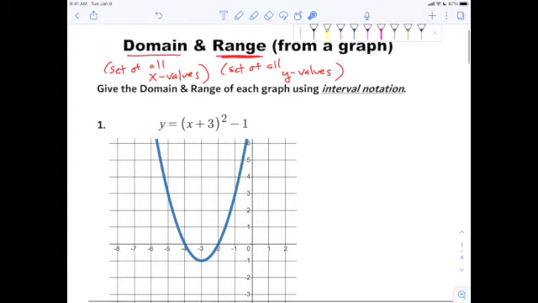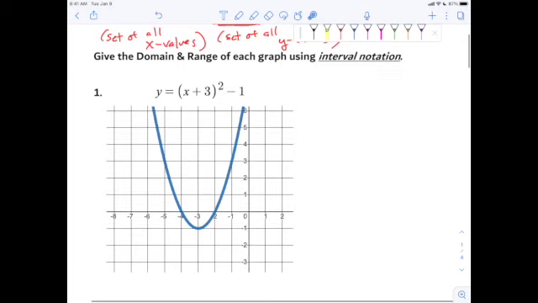So here we go. Number one, we have a parabola. Hopefully that's pretty familiar to you. A parabola, and it's in vertex form here. We can see that it's been shifted 3 units to the left and 1 unit down. So there is its vertex at -3, -1. And it's opening up. If there was a negative out in front here, that would flip it upside down, make it open downward. But now let's talk domain and range.